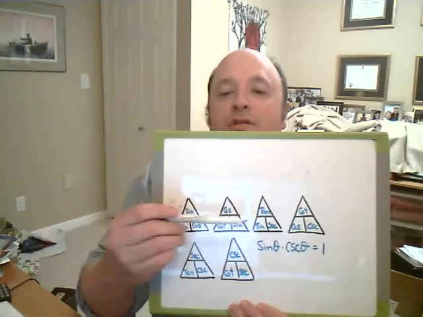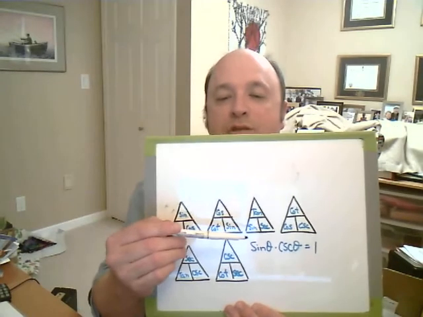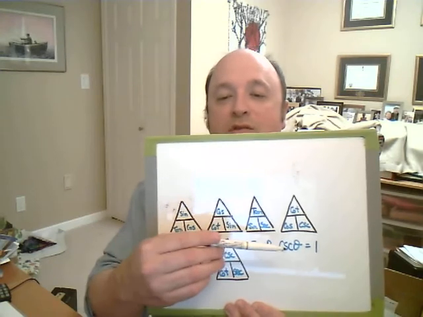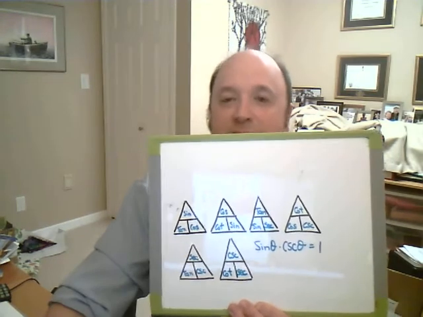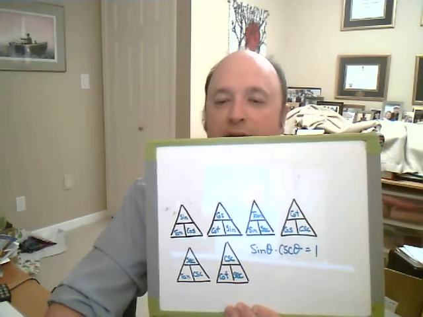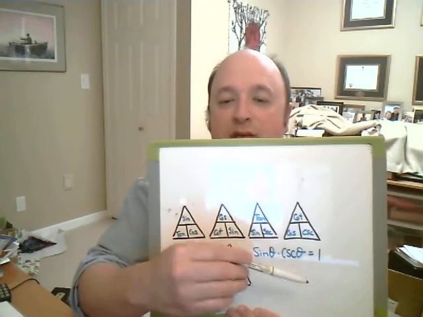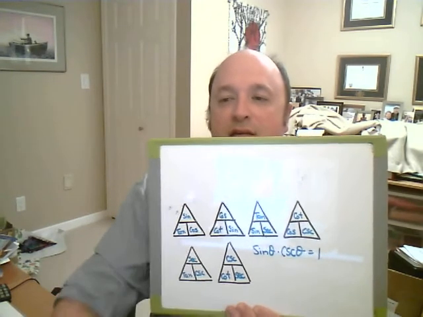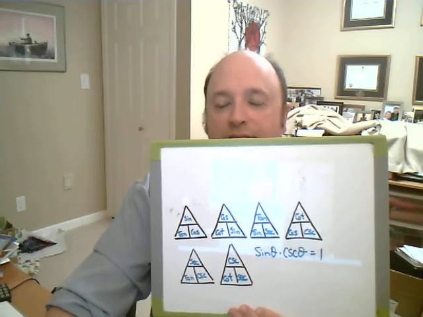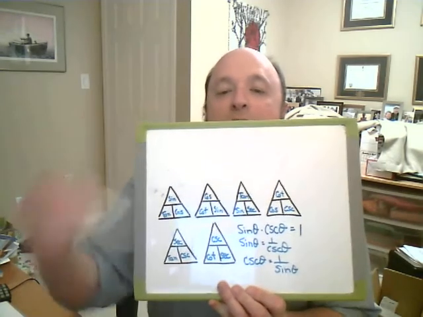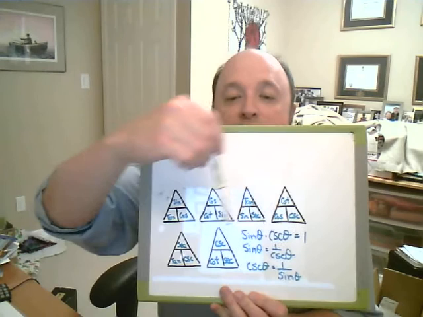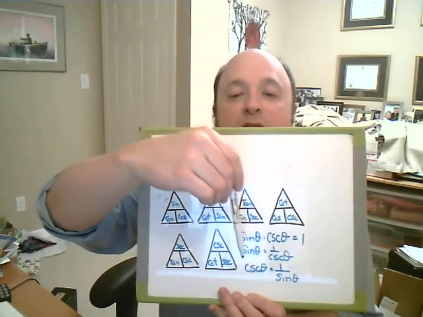Okay, and if you noticed, down here I also wrote our reciprocal one. So sine times cosecant is equal to 1. And this is like an algebra triangle in itself, right? I mean, I can divide both sides by cosecant, or I can divide both sides by sine. So let me just reiterate this a little bit. Sine times cosecant is 1, so sine is 1 over cosecant, and cosecant is 1 over sine.